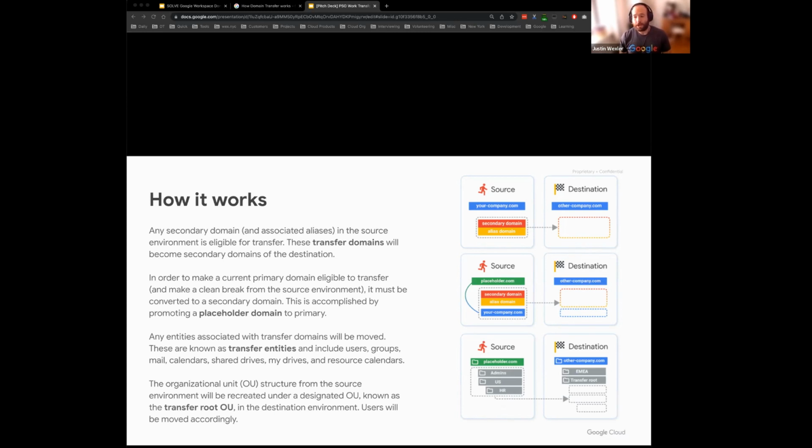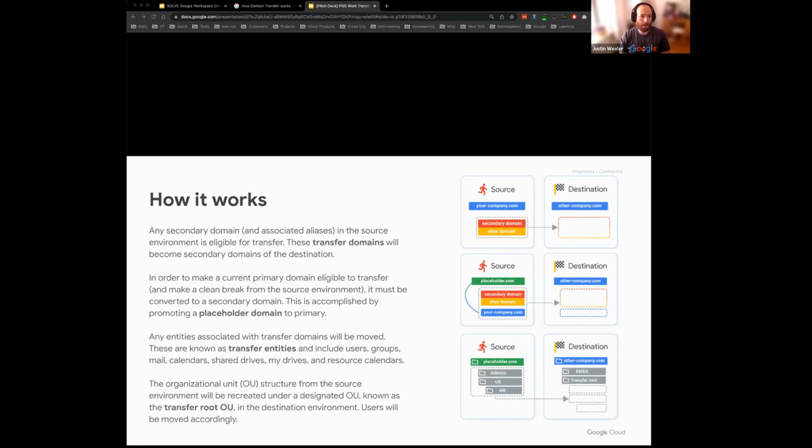Now, chances are you want your primary domain of your source environment to move over with you. And so we need to make that an eligible domain for domain transfer. What we introduce is this concept of a placeholder. Any random domain you have lying around collecting dust. It can be a subdomain, doesn't really matter. As a part of the process, you will promote that and perform a primary domain swap in the source environment, which will free up your current primary domain to become a secondary domain, and then it becomes eligible for the transfer.